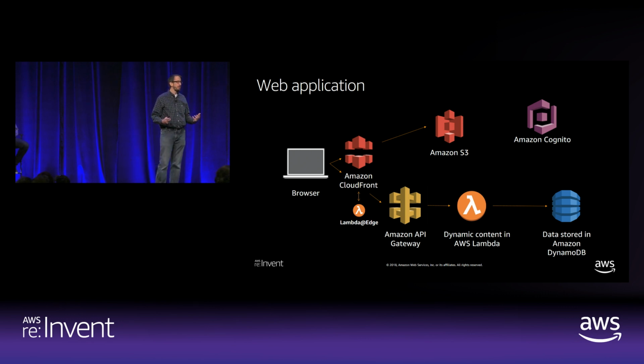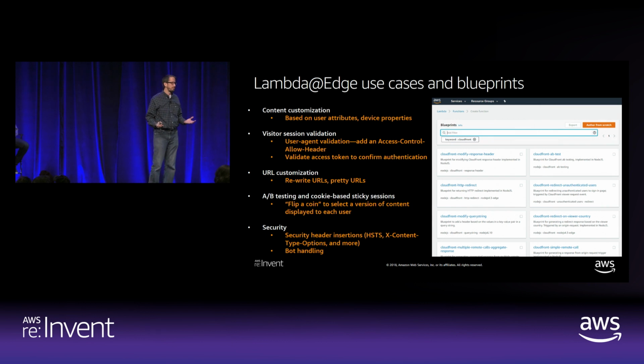You can also do things like URL rewriting pretty URLs to help with search engine optimization. You can validate authorization tokens when they come in at the edge. A lot of great scenarios to take advantage of with Lambda at Edge. And we have blueprints for most of these. So when you go into the Lambda console and you create a function, you'll see at the top, you can search through blueprints, starting points for your Lambda functions. And if you just search for the word CloudFront, you'll see all of these blueprints come up and you can start from them for all of these different use cases.